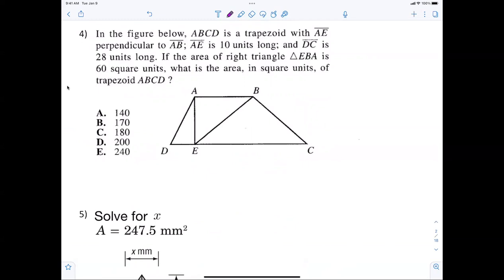All right, here we go. Again, just have to be careful that you label everything correctly. All right, they're telling you that AE is perpendicular to AB. All right, so that means AE is 10 units long. DC is 28 units long. If the area of a right triangle EBA is 60, what is the area of the trapezoid?